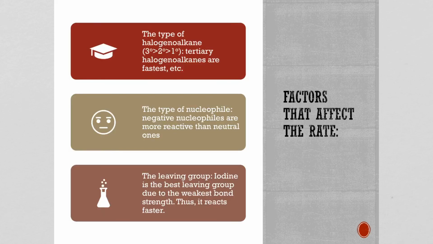So there are a few factors that affect the rate of reaction. So one is the type of halogenoalkane. So tertiary ones are the fastest, and then secondary, and then primary. And then the type of nucleophile. So negative nucleophiles are more reactive than neutral ones. And then the leaving group. So iodine would be the best leaving group due to the weakest bond strength, and so it'll react faster.